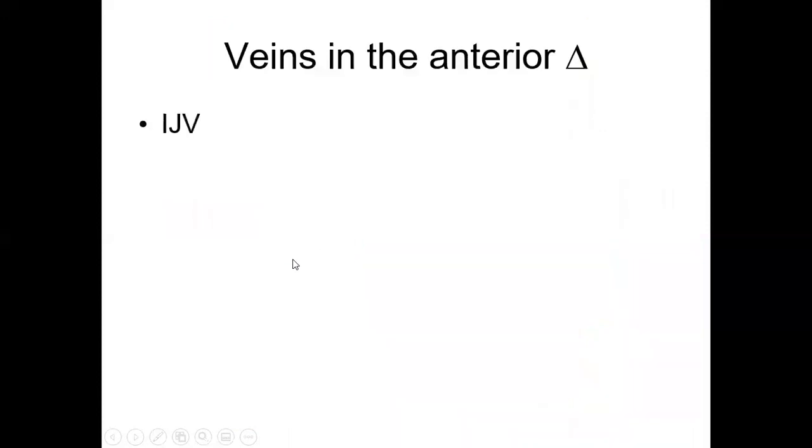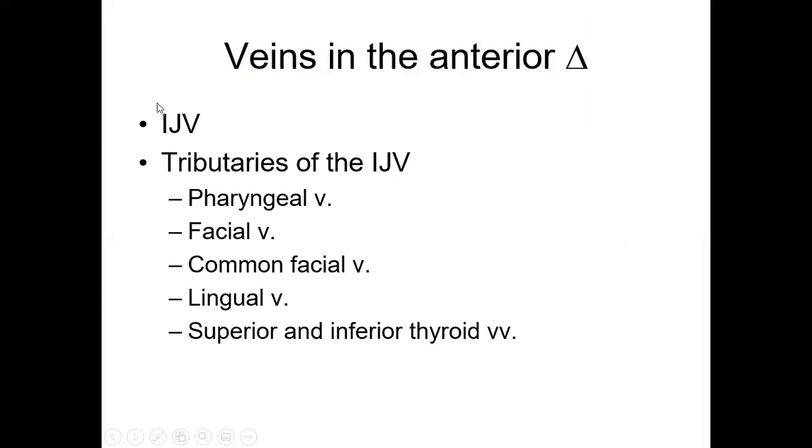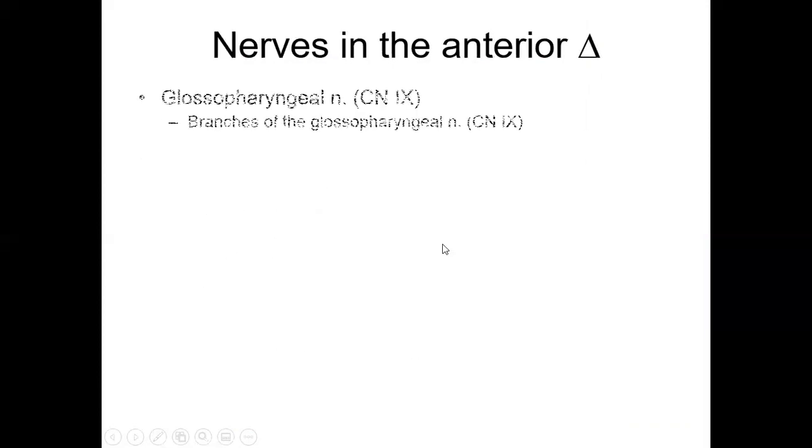And then the veins present in the anterior triangle of the neck: we have the internal jugular vein and its tributaries. We have the pharyngeal vein, the facial vein, the common facial vein, the lingual vein, and the superior and inferior thyroid veins.